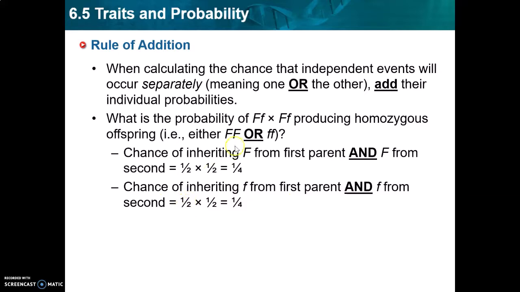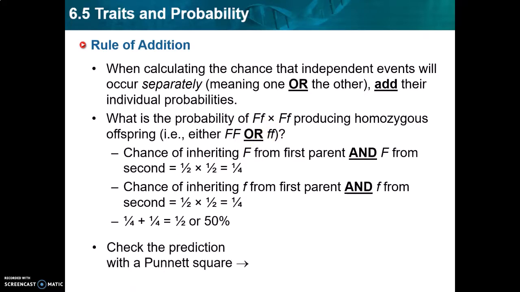So again, a 1 in 2 chance of the recessive allele being passed down from parent 1, a 1 in 2 chance of that recessive allele being passed down from parent 2, and we multiply those together because those would happen simultaneously, and we get 1/4. Add those together and we get a 50% chance. So there is a 50% chance of these two parents that are both heterozygous producing homozygous offspring, because we have to consider either homozygous dominant or homozygous recessive.